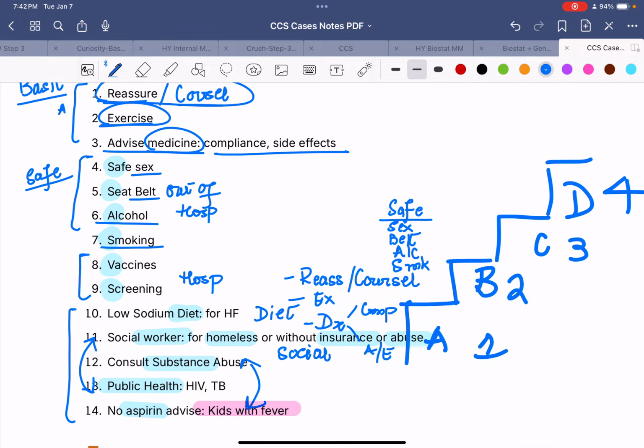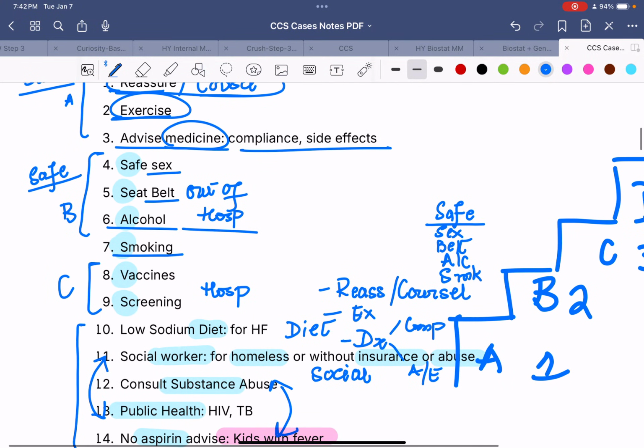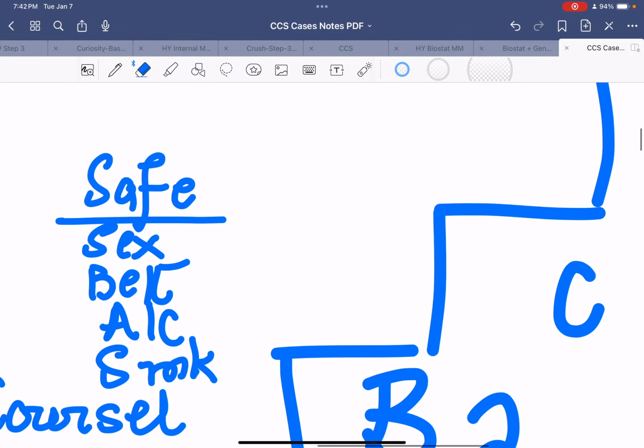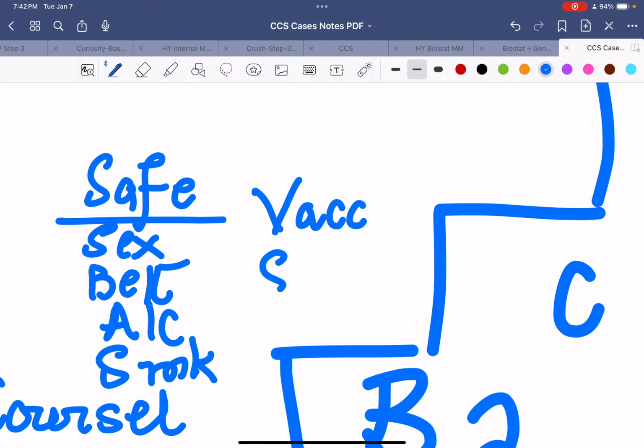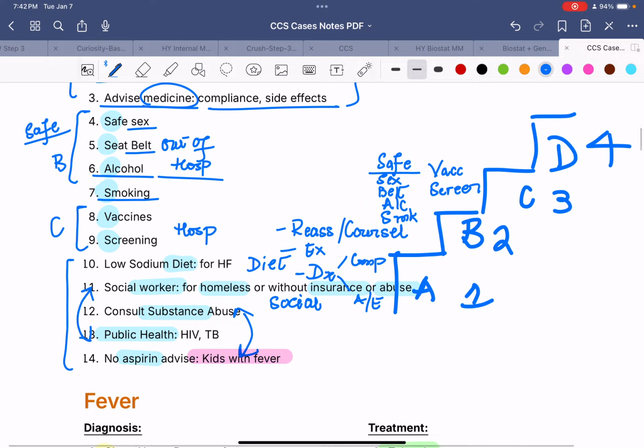Then we have step number C, something that we can do inside the hospital. This safety was all outside the hospital, and step A was just general advice. Now we have vaccines and screening, something that we will do inside the hospital before we send the patient home: we will give him some shots, or we are going to screen him for certain diseases. That is step number C.